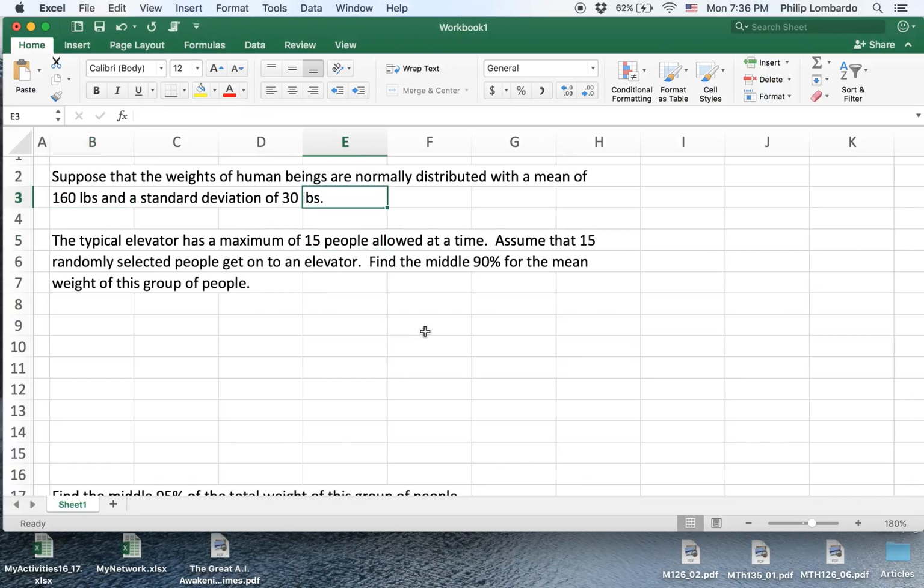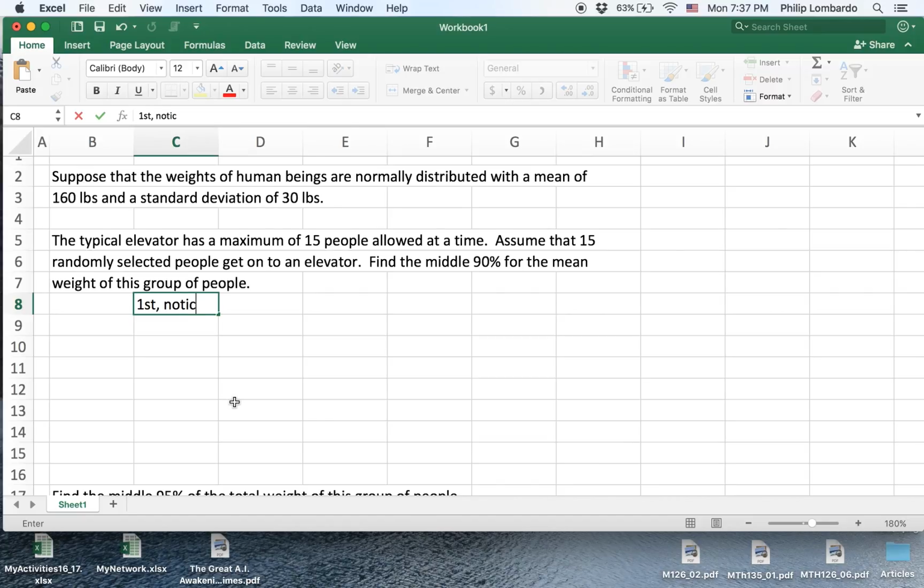Now, when we're designing an elevator, typically humans don't travel one at a time, right? So a typical elevator has a maximum of 15 people allowed at a time. And assuming that we randomly select 15 people from our general population, so 160 pounds mean, standard deviation of 30, it's a good idea to know what is the range of weights for that middle 90%. And we're going to start by looking at the mean weight for this group of people. So a couple of things to notice.